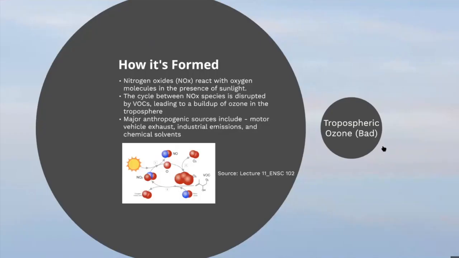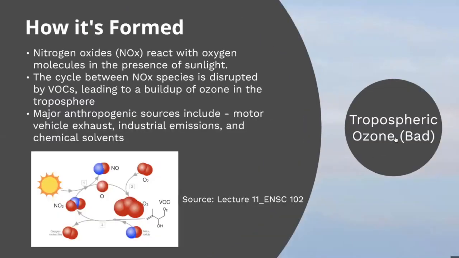So now that we've discussed stratospheric ozone, let's talk a little bit about tropospheric ozone. Tropospheric ozone is formed by a similar mechanism to that of stratospheric ozone, except this time we're going to involve NOx species. Tropospheric ozone formation occurs when nitrogen oxides react with oxygen molecules in the presence of sunlight. And there's an exchange, as shown in the diagram, between the oxygen atom and the NOx species.